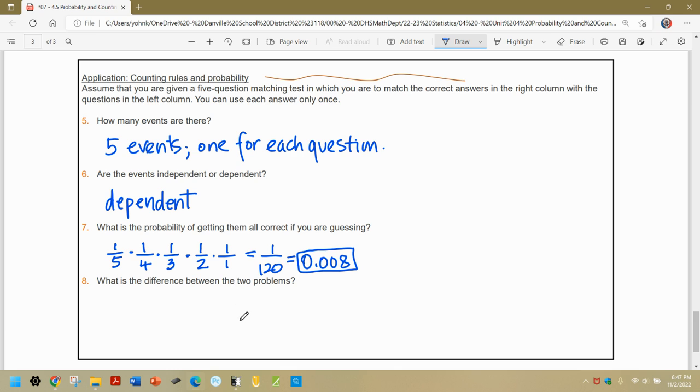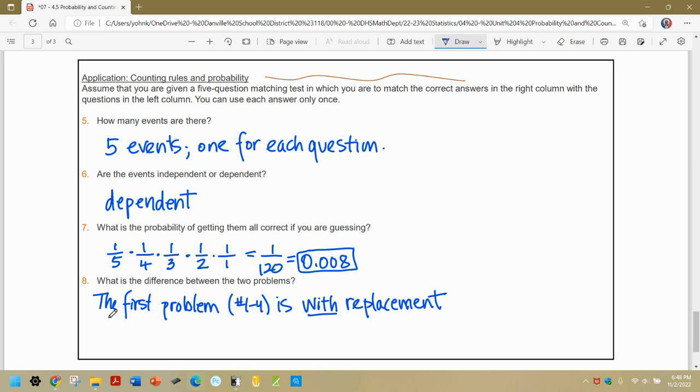And then finally, what is the difference between the two problems? The first problem is with replacement. The second problem is without. So the first problem, that would be numbers 1 through 4, is with replacement. The second problem, that would be 5 through 7, is without replacement.